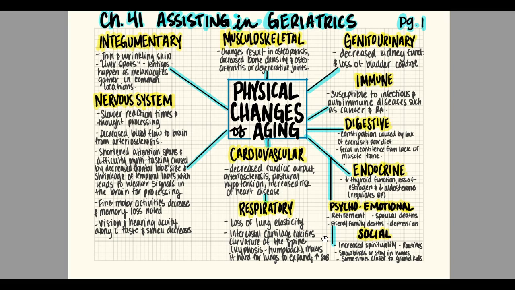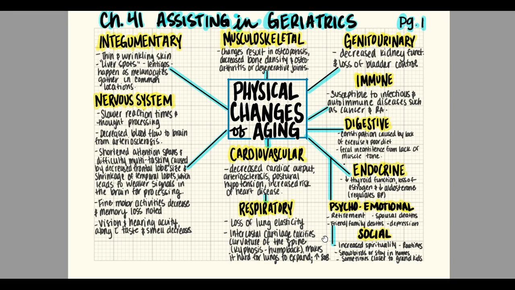We're going to start with the changes to the integumentary system. So the older population has thin and wrinkling skin. Sometimes you'll see on our older patients that their skin almost looks a little bit translucent. You can see veins and vasculature underneath it, it is very thin and tears very easily. Sometimes also older people will have something called liver spots, and those happen as melanocytes gather in common locations, so they'll get them on their arms, on their hands, sometimes on their face, so you'll see those too.